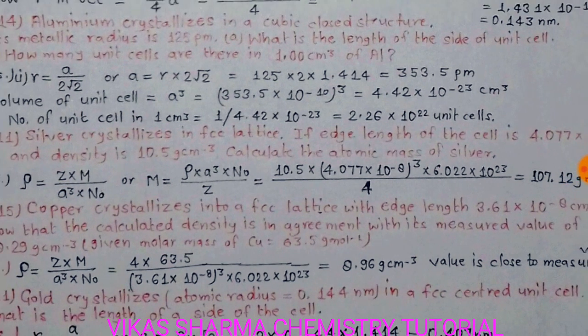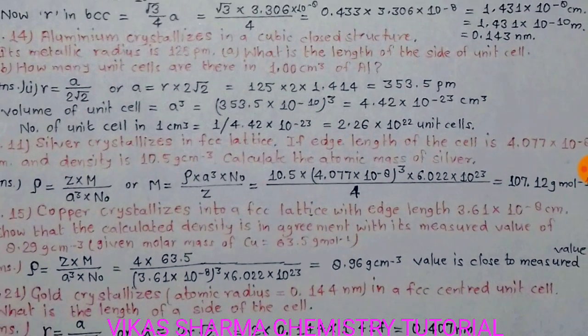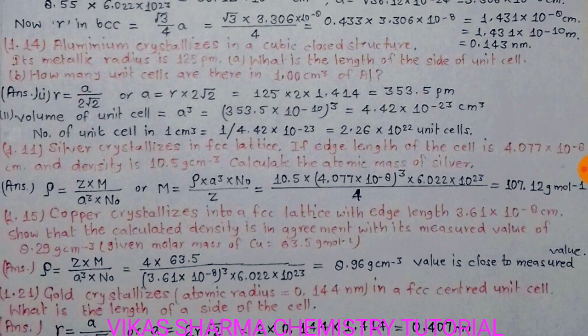Student, the next question is also based on this. Copper crystallizes into an FCC lattice with edge length 3.61 into 10 to the power minus 8 centimeter. Show that the calculated density is in agreement with the measured value of 8.96 gram per cubic centimeter. Given the molar mass of copper is 63.5 gram per mole. We know density is equal to Z multiplied by m divided by a cube into the Avogadro number. We put the values. For FCC the number of atoms is 4, then the mass is 63.5, and we put 3.61 cubed, then the Avogadro number. It is 8.96 gram per cubic centimeter. So the value is close to the measured value, which means it is correct.